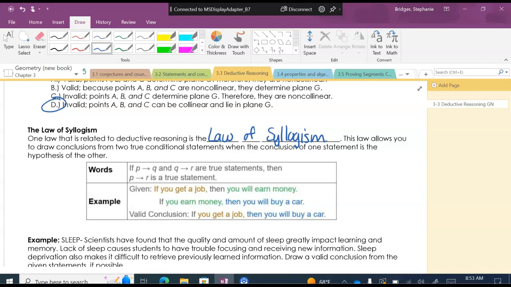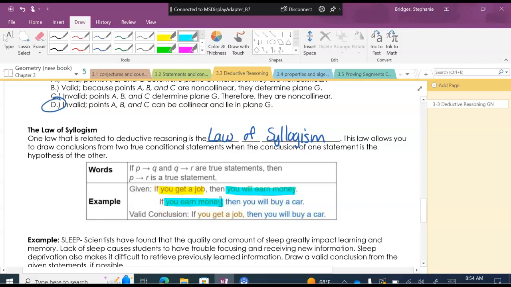So what I want you to do is look at that first box where it says example. My first statement says, if you get a job, then you will earn money, correct? I've highlighted the hypothesis and the conclusion, if my tablet will catch up with me. It's just being slow. Then it says, if you earn money, then you can buy a new car. For that second statement, what is my hypothesis? What comes after if in the second statement?